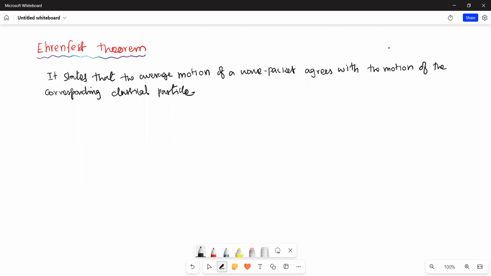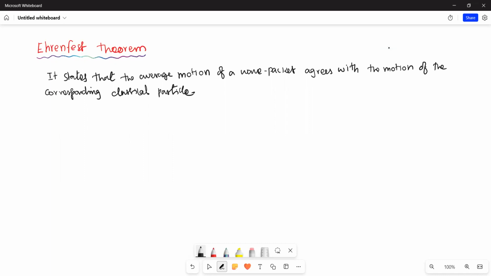In this session, we are going to discuss the topic Ehrenfest Theorem. Ehrenfest Theorem is important in quantum mechanics because it helps establish a connection between quantum and classical mechanics, allowing us to understand how classical behavior emerges from quantum systems.